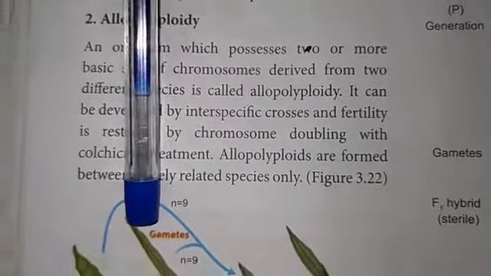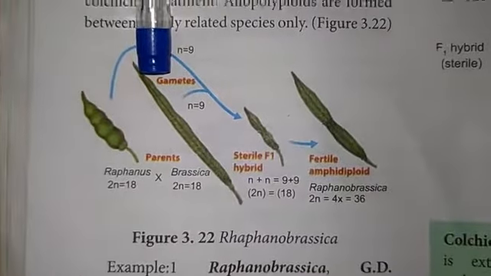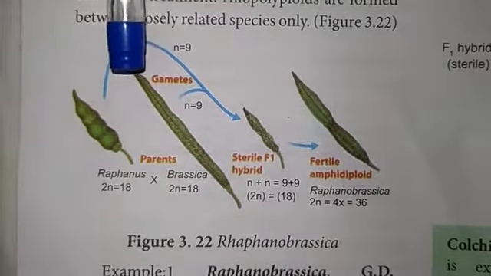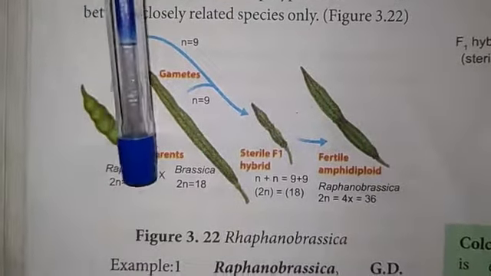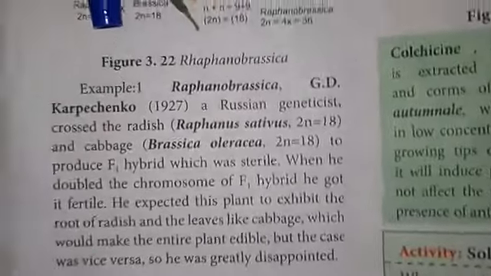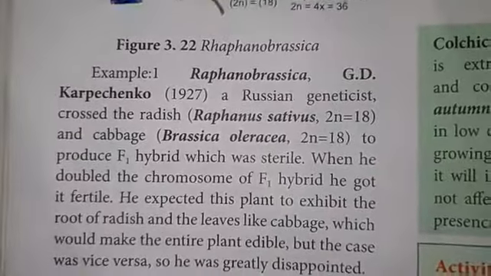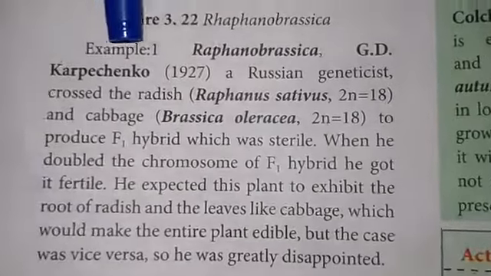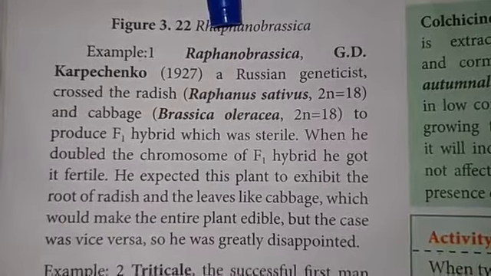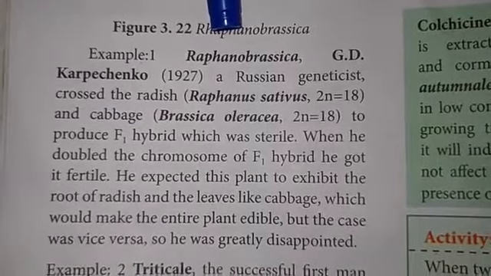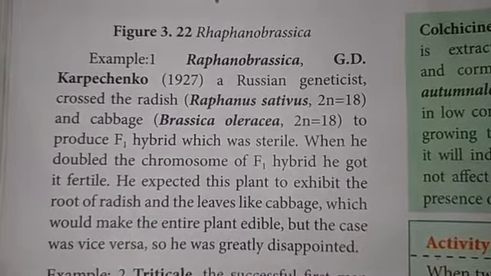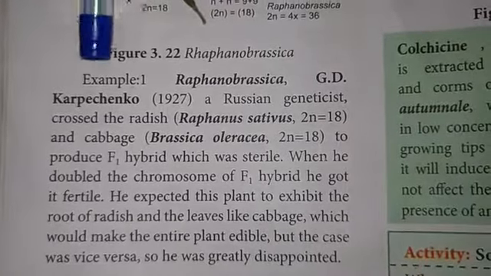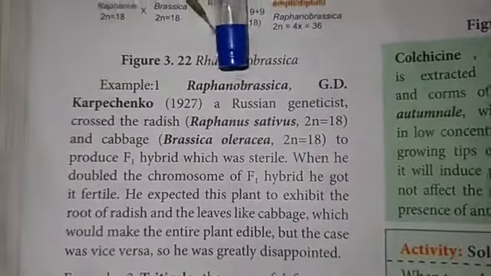For example, the allopolyploid plant Raphano brassica. Raphano brassica was first introduced by the Russian scientist Karpechenko. He developed Raphano brassica. It is a cross between Raphanus sativus, which is radish, and cabbage, Brassica oleracea.